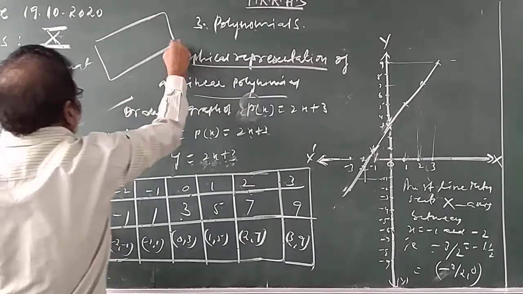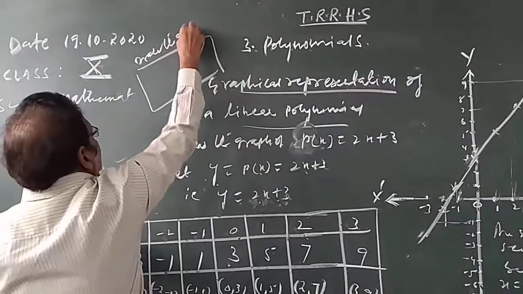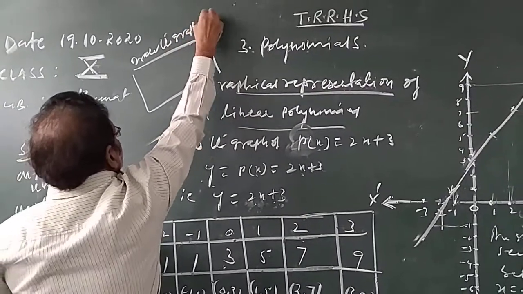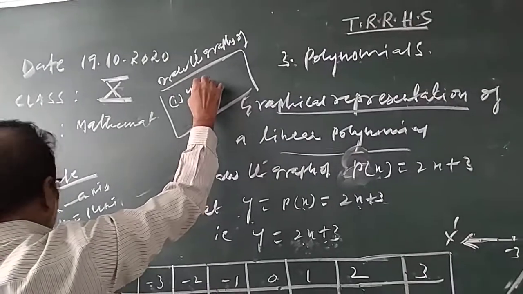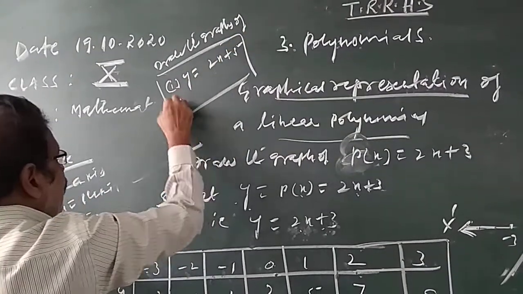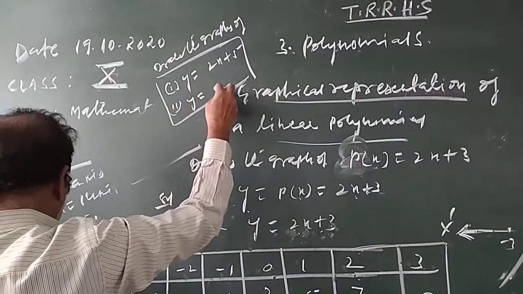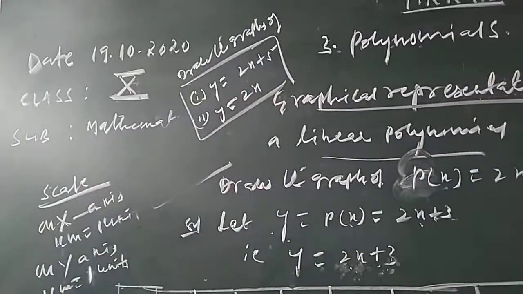Draw the graphs of y is equal to 2x plus 5, and y is equal to 2x. These two, do it.